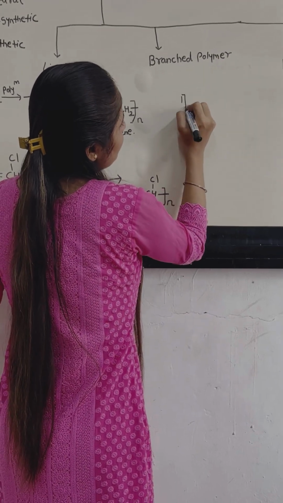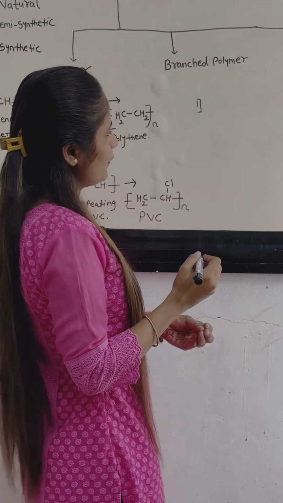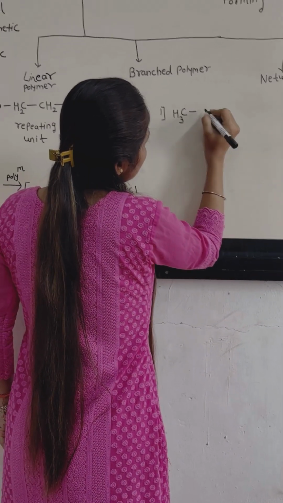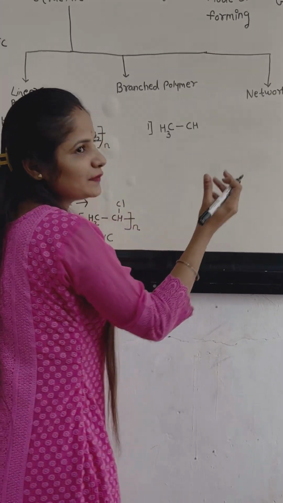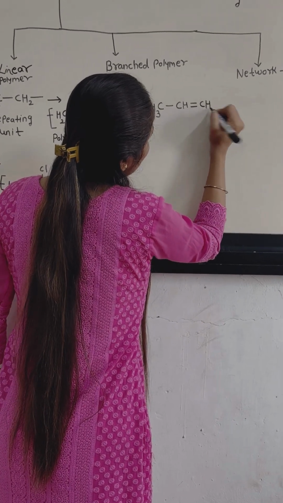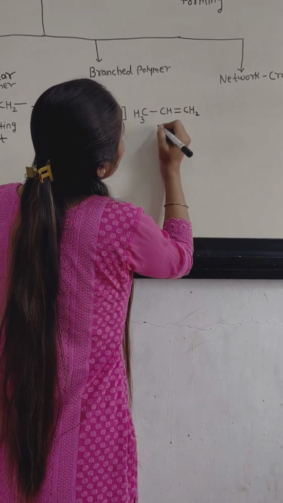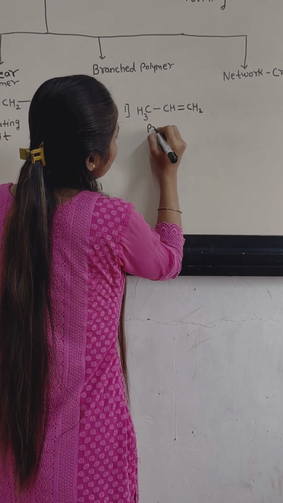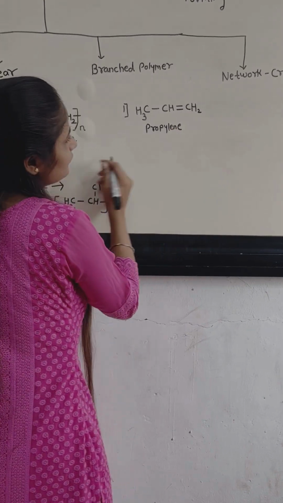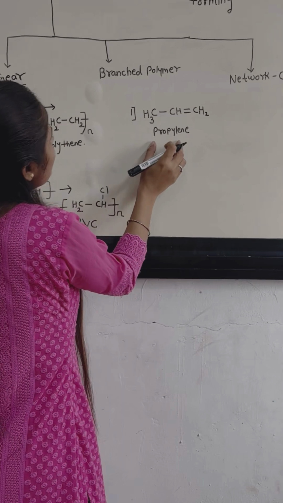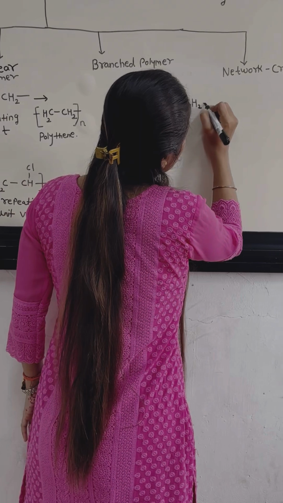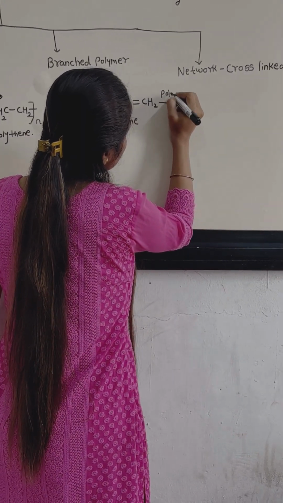So here we take the example of propylene. First we have to write the structure of propylene, that is CH3. We know propene means it has 3 carbon atoms. So for propylene we write the double bond, and we have to satisfy the carbon valency. Okay, so it is propylene. Now it is converted into the branch polymer, that is polypropylene. So it undergoes the polymerization reaction.